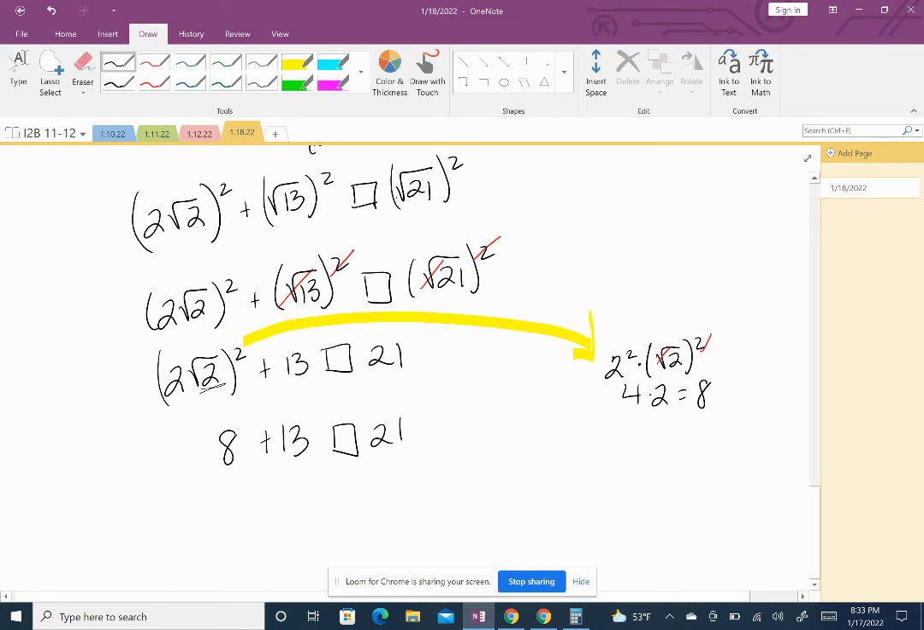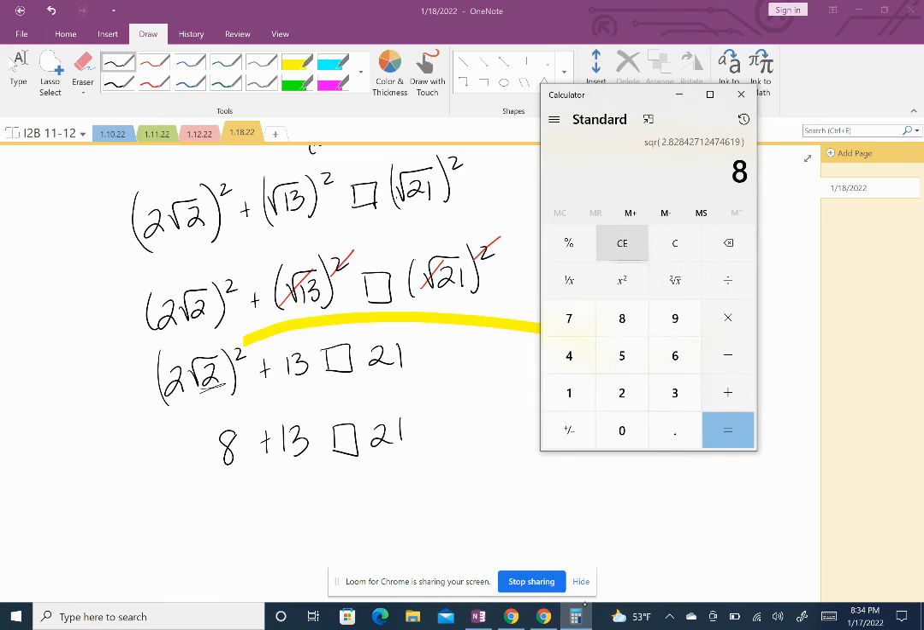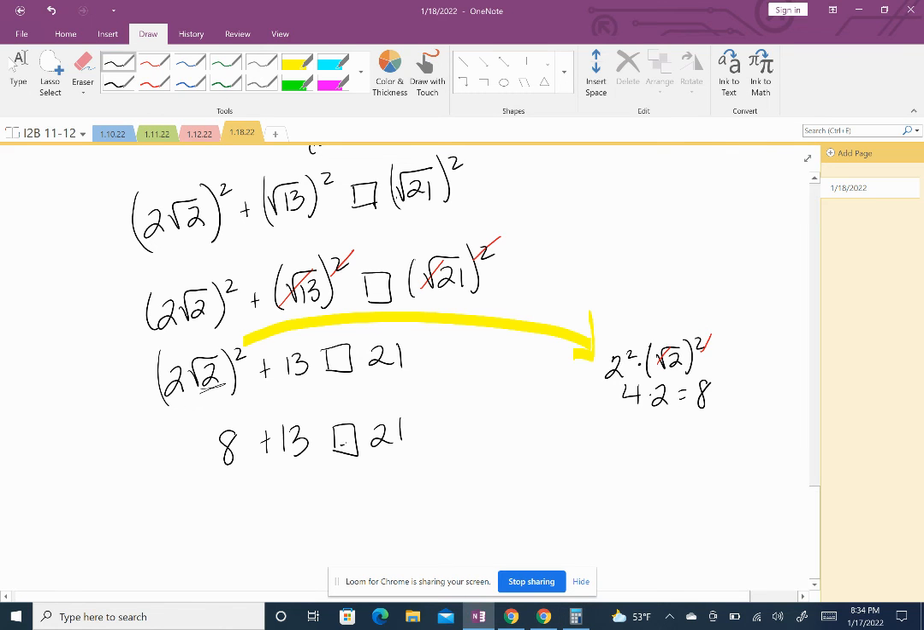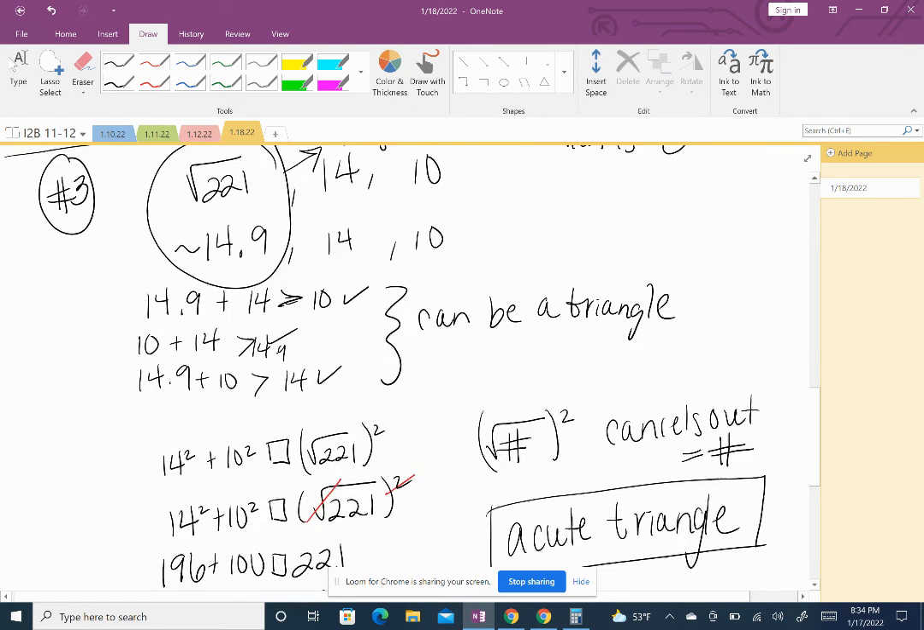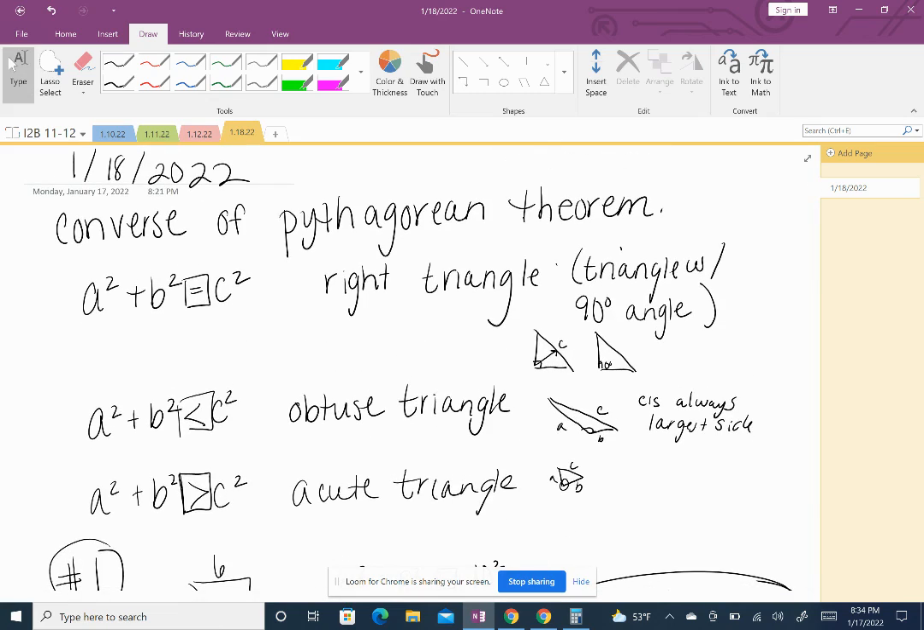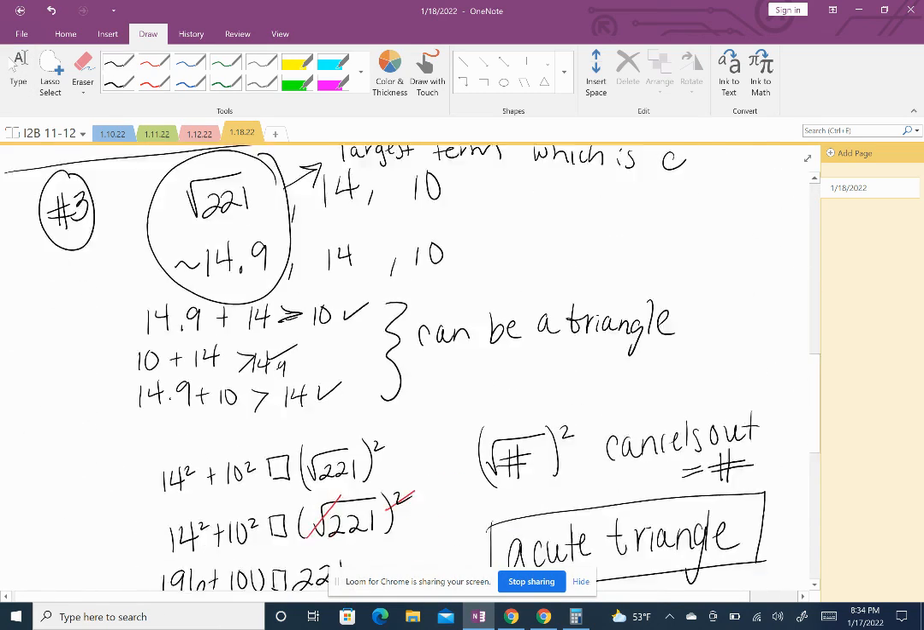If you got stuck, no worries. Not the end of the world. Use your handy dandy calculator. Just make sure you keep track of the numbers in there because you don't want the calculator to give you a wrong answer. Okay. So 8 plus 13, and I believe that's 21. Let's double check. 13 plus 8, or it doesn't matter. 21. So those are equal to each other. So when they're equal, we can see up here, that means it's going to be a right triangle.